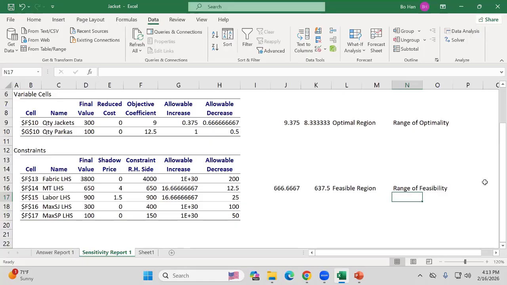Feasible region is about the RHS value. Do you still remember the RHS value? They show the limit, no matter whether it's a lower limit or an upper limit. So the feasible region shows in which range your RHS value changes so that the shadow price remains. Good question.